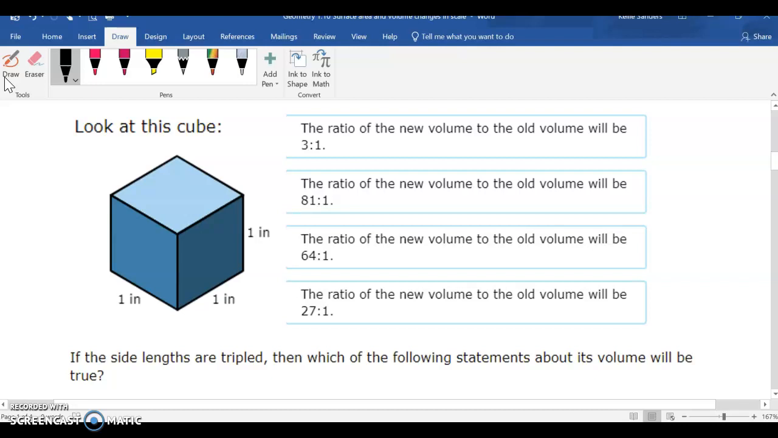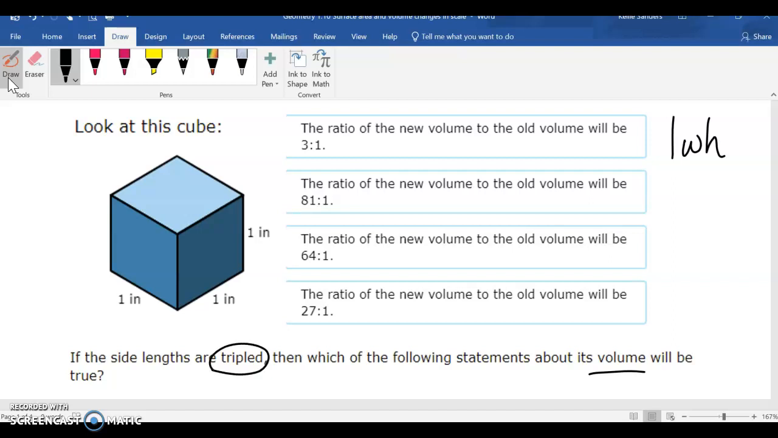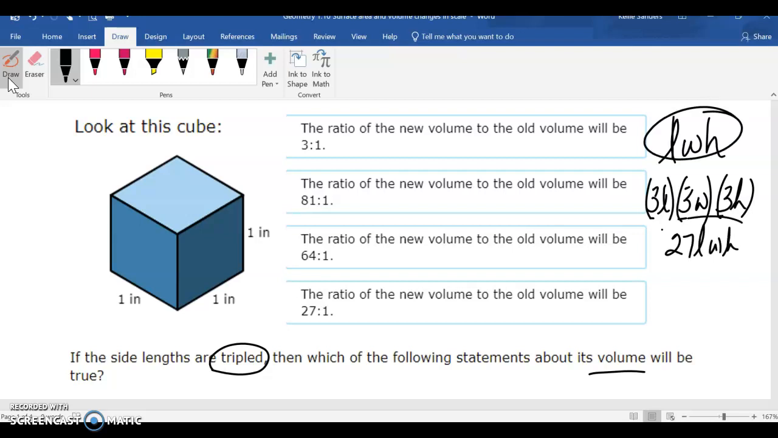We're talking about volume again. So write down the original formula. If the sides are tripled, what happens to the volume? Well, if we have L and we triple L, then that would be 3L. And we triple width, and we triple height, and 3 times 3 times 3 is 27. Compare this to this, and it's 27 times bigger.